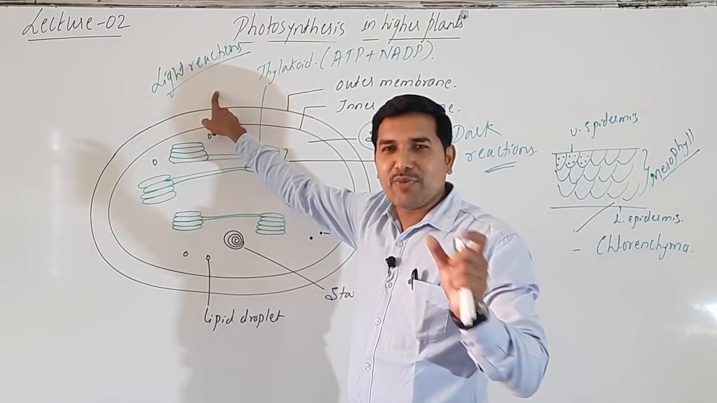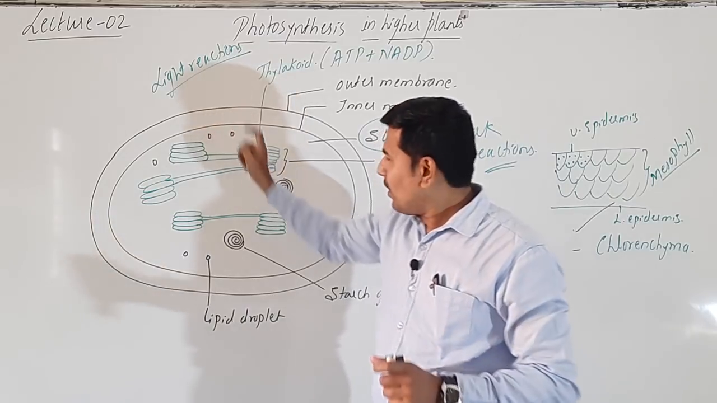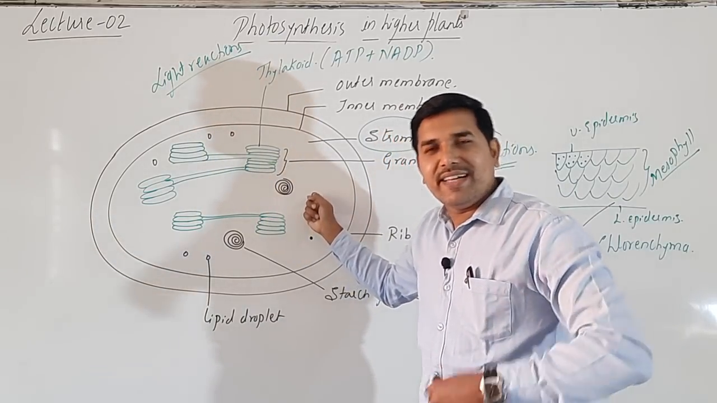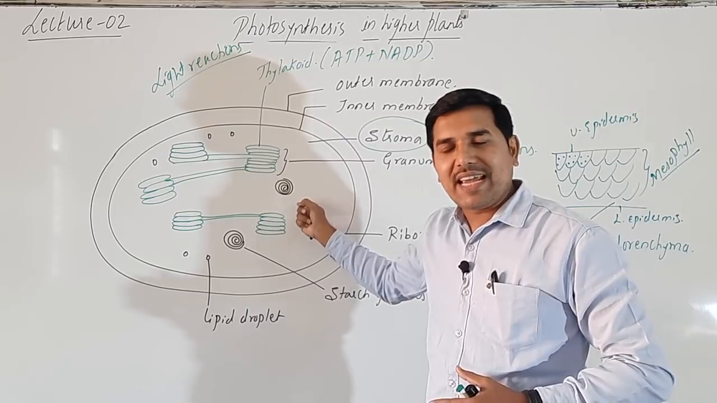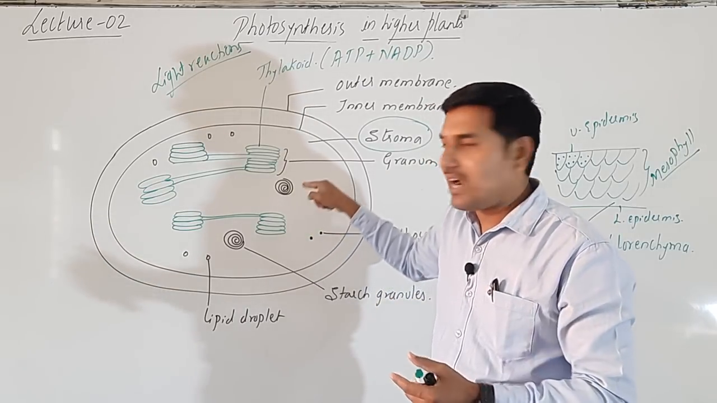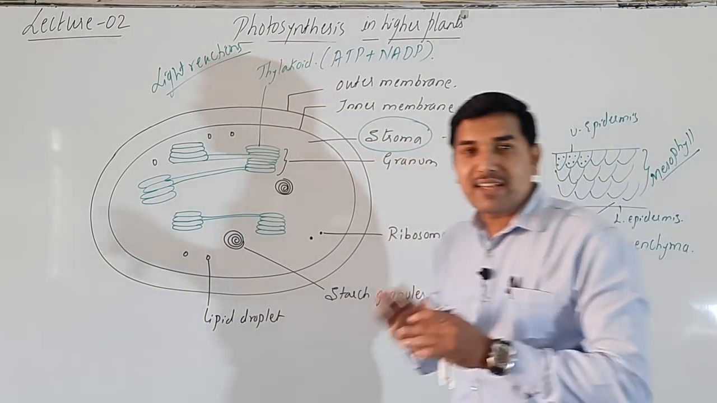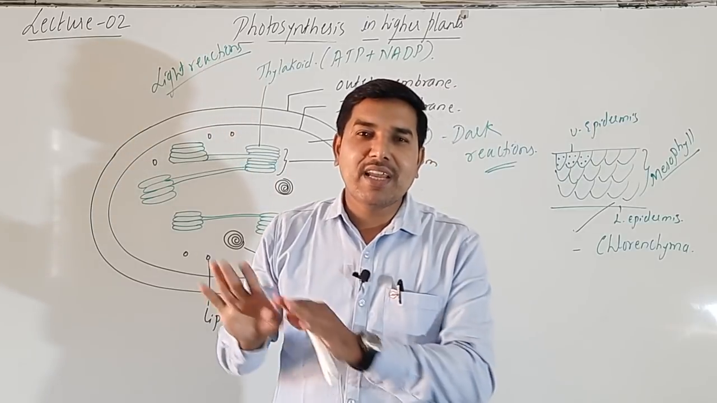That's why the reactions which occur in the membrane of the thylakoid are said to be light reactions. While in the stroma, there is an enzymatic process where a cycle occurs, by which the food is produced, and those reactions are said to be dark reactions. Dark reaction doesn't mean that it takes place at night time.